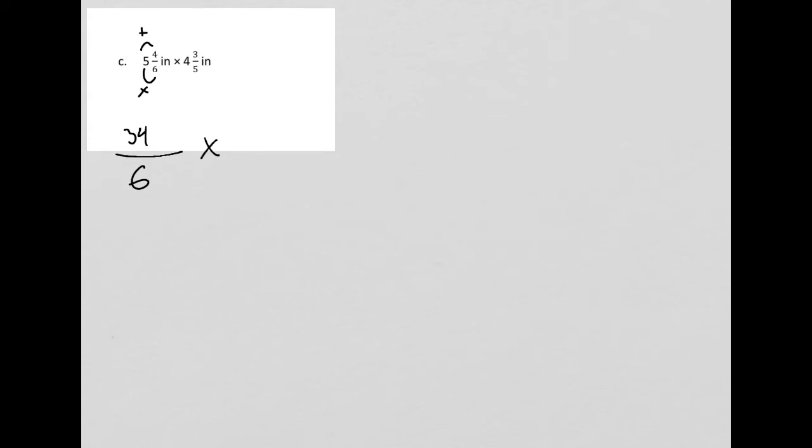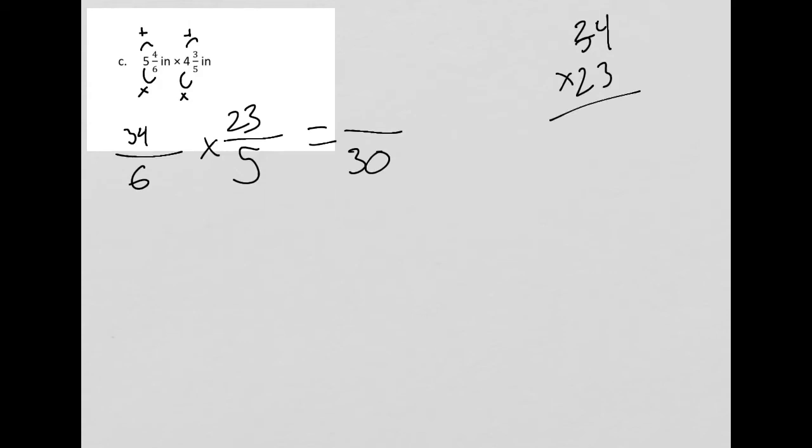And we're going to do the same for 4 3/5: 5 times 4 is 20, plus 3 is 23/5. So 34/6 times 23/5. I'm already looking at these numerators. So I know my denominator is going to be 30. My numerator, I'm going to do 34 times 23.